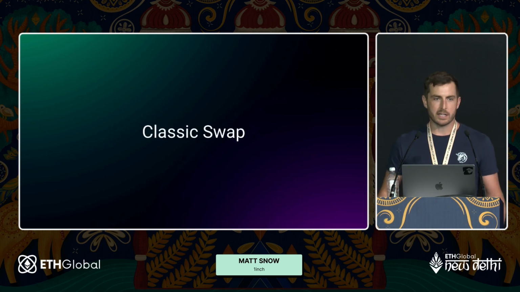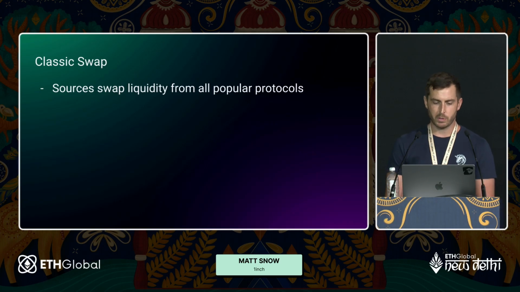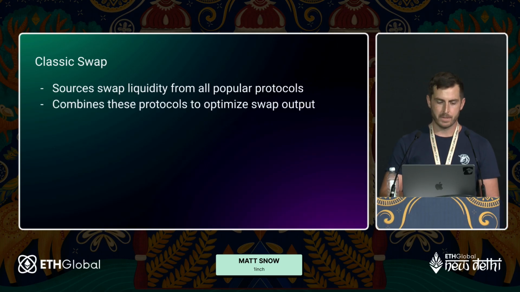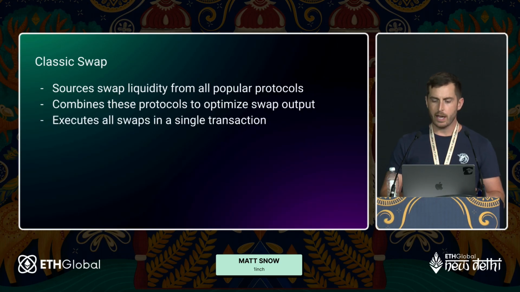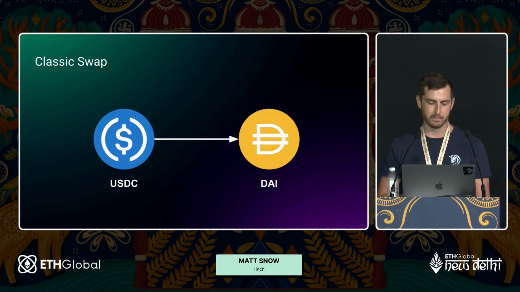So let's talk about our classic swap. This is our bread and butter. This is what was built at the original hackathon in 2019. Our classic swap sources swap liquidity from all popular protocols, which are basically DEXs and AMMs like Uniswap, SushiSwap, Kyber. We currently look at over, I think it's around 400 different liquidity sources. And then we'll combine these protocols to optimize the swap output. And then once they're combined and we have the most optimal route, we'll execute all of these swaps in a single transaction.